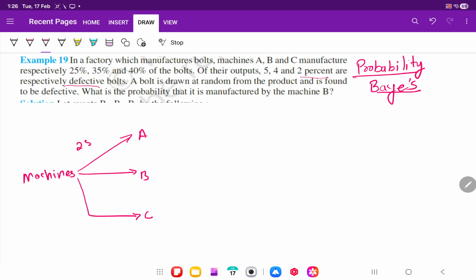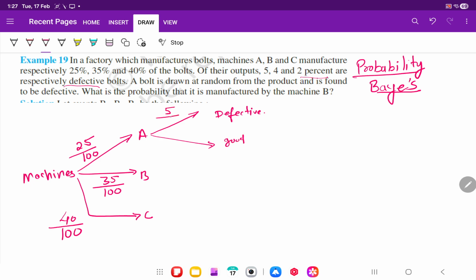So 25% are made by machine A, 35% by machine B and 40% by machine C. If they are made by machine A, so some may be defective and some may be good, correct? So by machine A, how many are defective? 5%. So 95% will be good, correct?